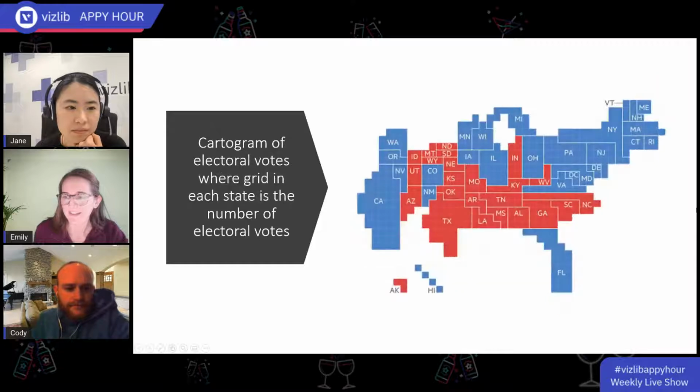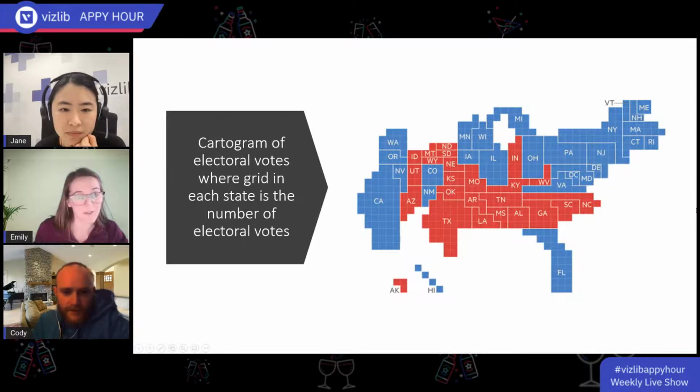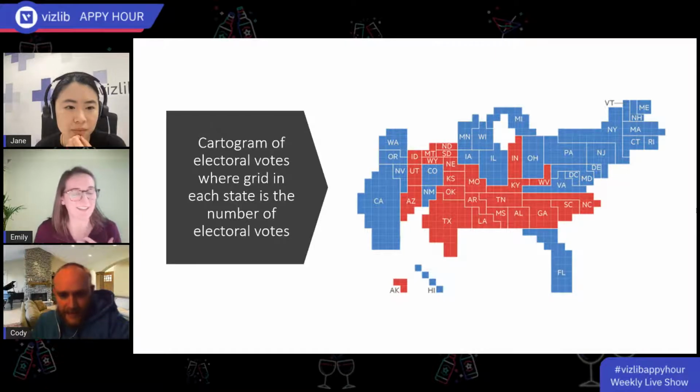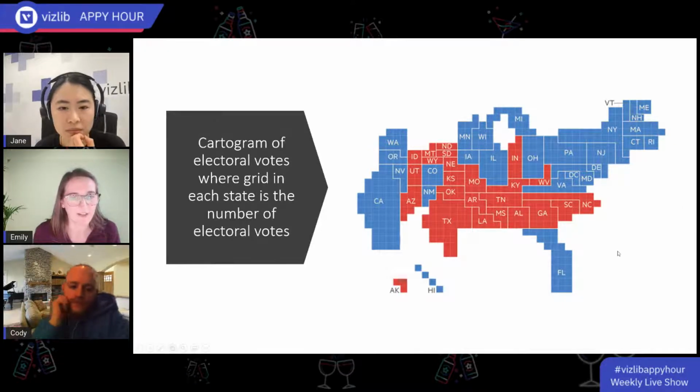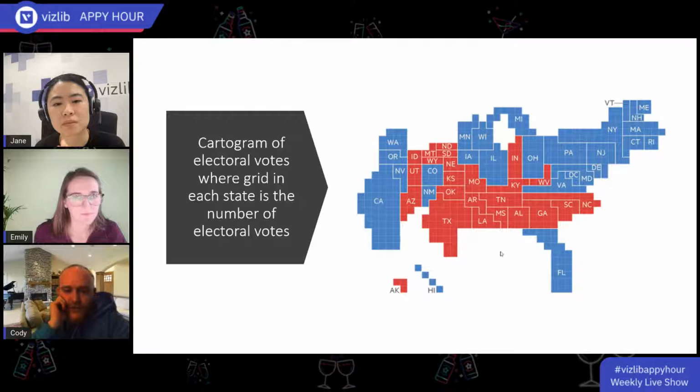Getting there. Okay. Now, every grid space on this map represents an electoral vote. So Cody, what you were getting at was you don't know how many California versus Texas has. Now each square represents an electoral vote, so we can see it a little bit more clearly, where in the last chart it looked like Alaska and Hawaii were the same size. We now know that Hawaii actually has 1 more electoral vote than Alaska. So I think they lost a little bit here.